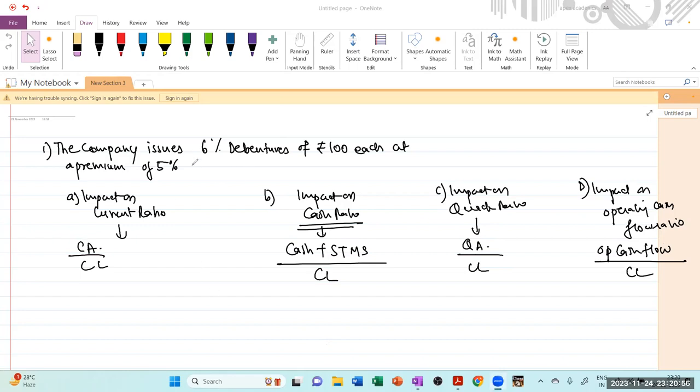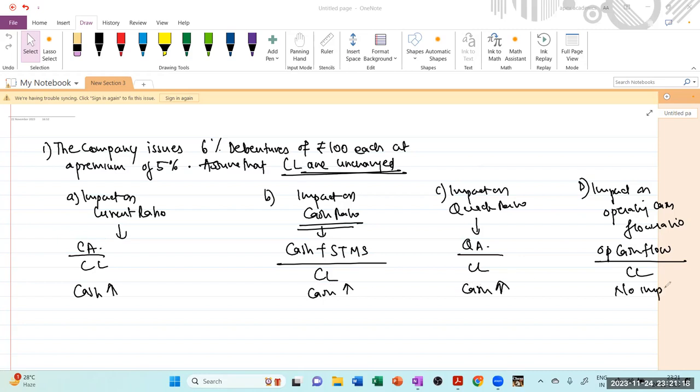Now, what is happening in this situation? Also, I'm saying here that assume that current liabilities are unchanged. So in this situation, what happens? Cash increases. Here, there is no impact on operating cash flow, as issue of debenture is not an operating cash flow. Here, because of the cash increasing and current liabilities unchanged, here also current liabilities unchanged.